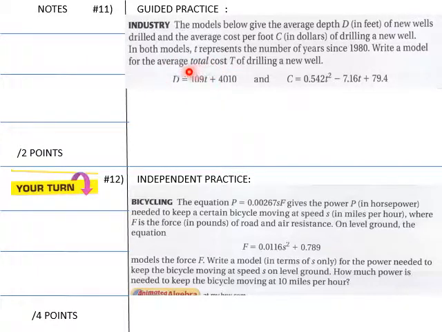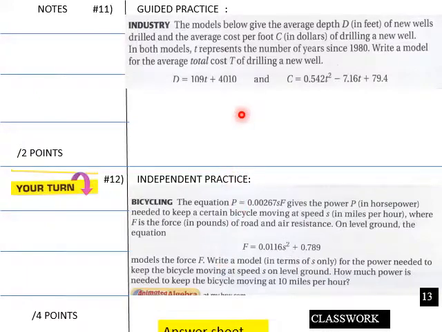So we have depth here, average depth here for the year. So the newer the well, the deeper they have to drill. And then the cost here is, this is our cost function here, costs in dollars per foot for drilling a new well. And then students, this is your situation down here for your independent practice. I'm going to let you handle that. Let's do our guided practice up here.